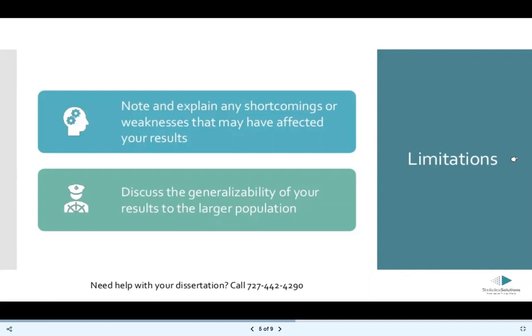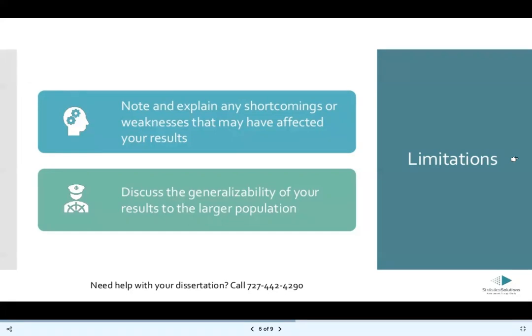So one thing to note here is that limitations should only be things that occurred that had the potential to change your results. So just thinking about drawing a distinction here between a challenge, which may have been a difficulty that you faced during your study, whereas a limitation is something that actually really could have affected the results.